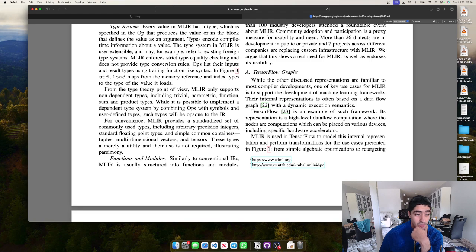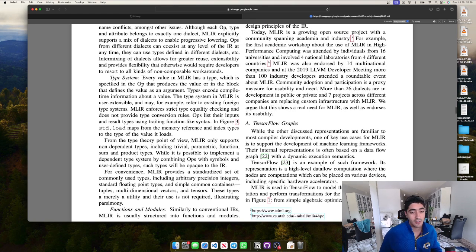Functions and modules. Okay, so let's recap this part, which is, I guess, the type system is one of the most important parts of the language. So basically, they probably have signed and unsigned integers, booleans, strings already implemented, but it's user extensible.